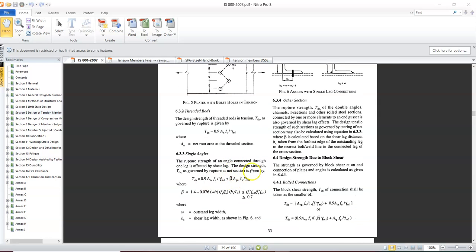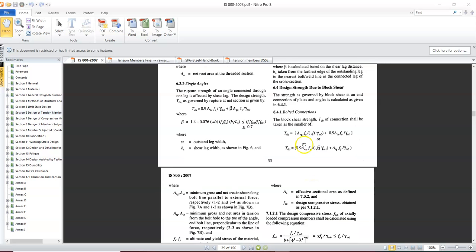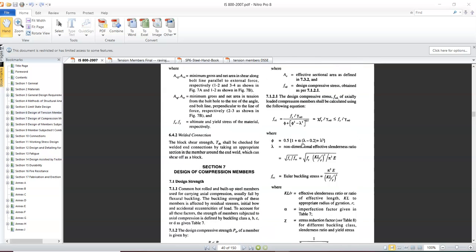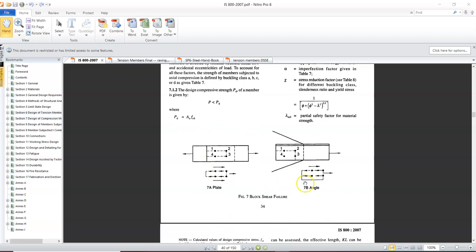When you come down, 6.4 will give you the design strength due to block shear. Design strength due to block shear. These are the formulas used to calculate the block shear. Now when you come down the line, code also will show you some pictures for the failure of the block shear.